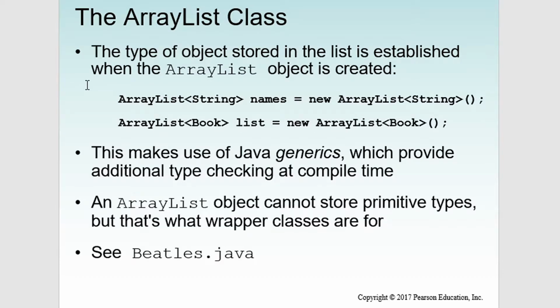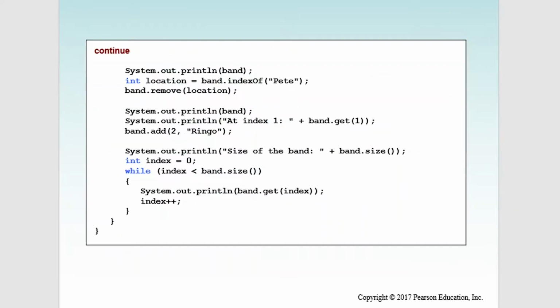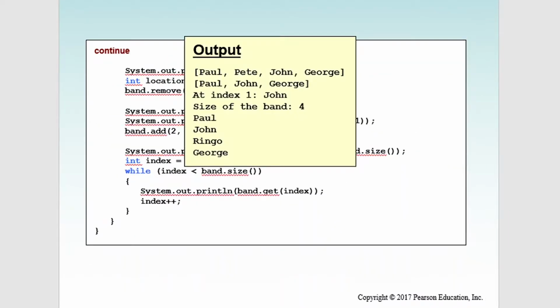The type of object stored in the list is established when the ArrayList object is created. So you're going to use the less than and greater than signs to specify the type of object that you're going to store in the list. This makes use of Java generics, which provides additional type checking at compile time. An ArrayList object cannot store primitive data types, but that's what wrapper classes are for. It's important to remember this because in chapter 8, we're going to talk about arrays, and in arrays, we can use primitive data types. And here they give you an example of the ArrayList. You can go through it if you want, but I'm going to do my own example.